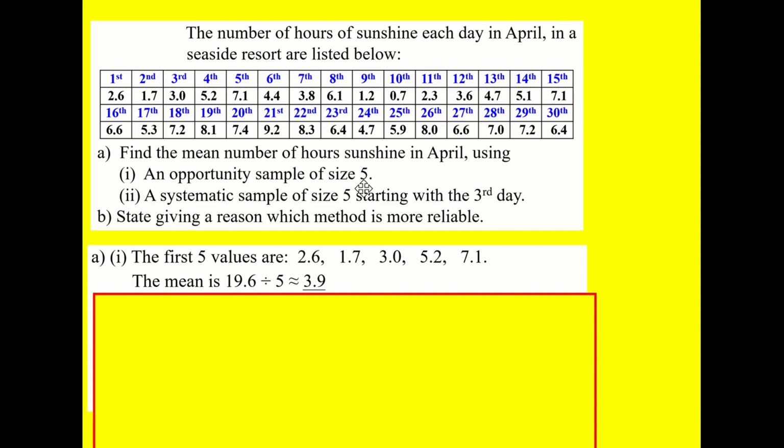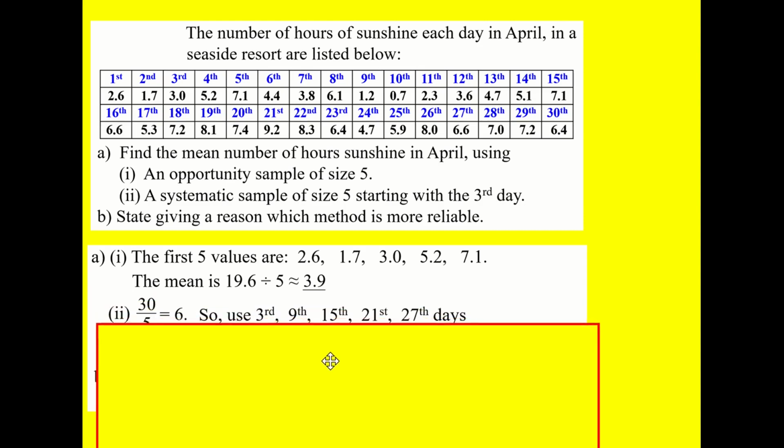How about a systematic sample of size 5, starting with the 3rd day? So let's imagine I've done a simple random sample to get to 3, and then I've told you that, and then I want my sample of size 5. What can we do? Well, we need to do it properly. To get the size 5, we can't just say I'm going to take every 3rd day. I need to get that value from somewhere.